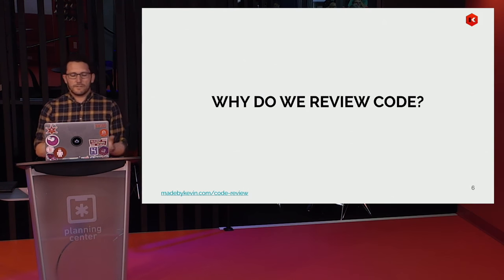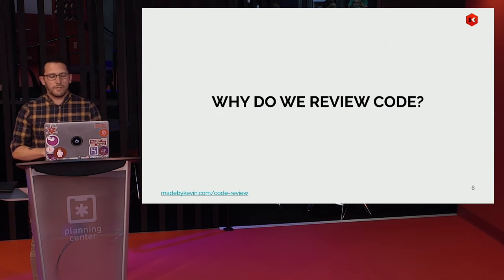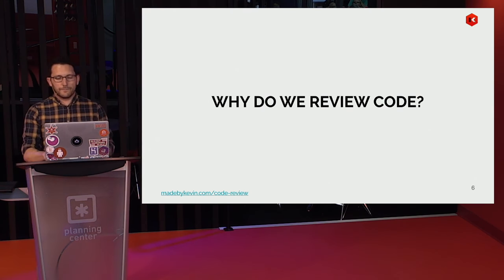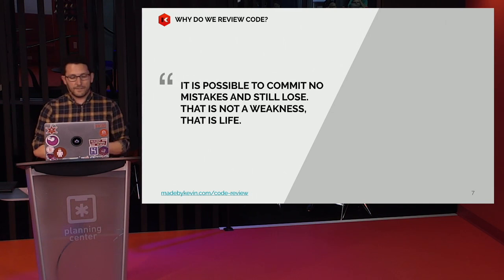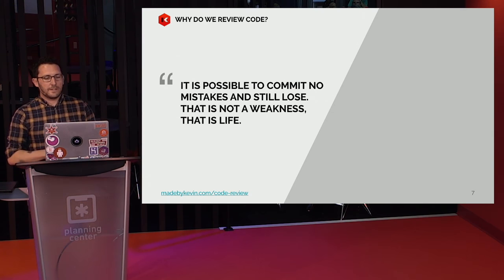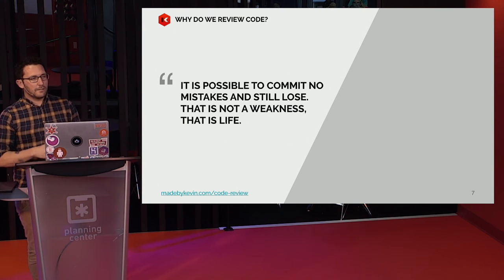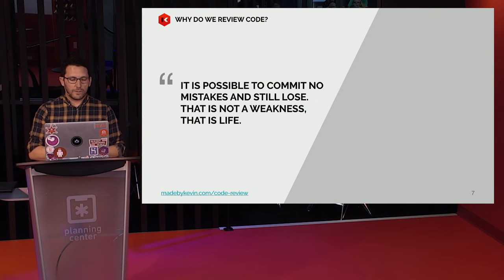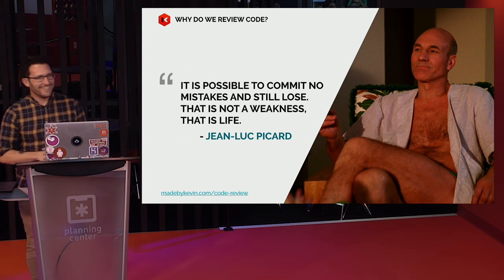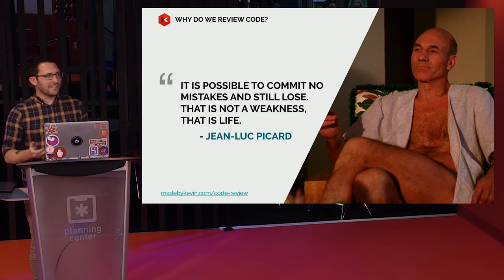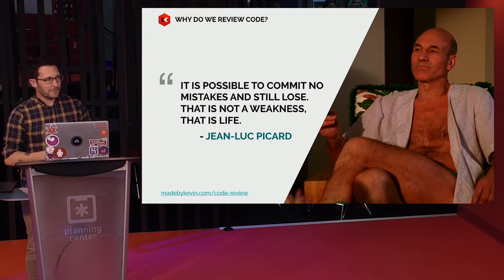So we mentioned that you may consider it as catching bugs or doing a little bit of QA, and that is true, that comes up in code review. But we do want to focus on discussion, so let's look at one more quote. It is possible to commit no mistakes and still lose. That is not a weakness, that is life. So we could interpret this as meaning that you've written great code, but something may seem out of place, or it may be difficult for your team to understand. Basically, the code has no value if nobody knows how to work with it. So this is a quote by Captain Jean-Luc Picard. Obviously it has nothing to do with code review, but it kind of works in this situation, right? And I basically interpret this to mean that code review is not about the individual, it's about the team.